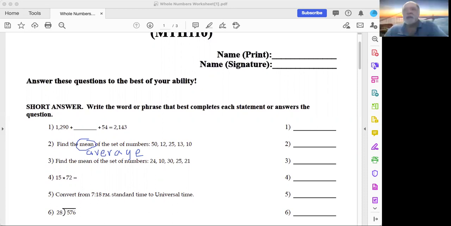So 50 plus 12 plus 25 plus 13 plus 10 equals. And then we're going to divide that by 2, 3, 4, divide by 5, 15. Okay. So go again, right?